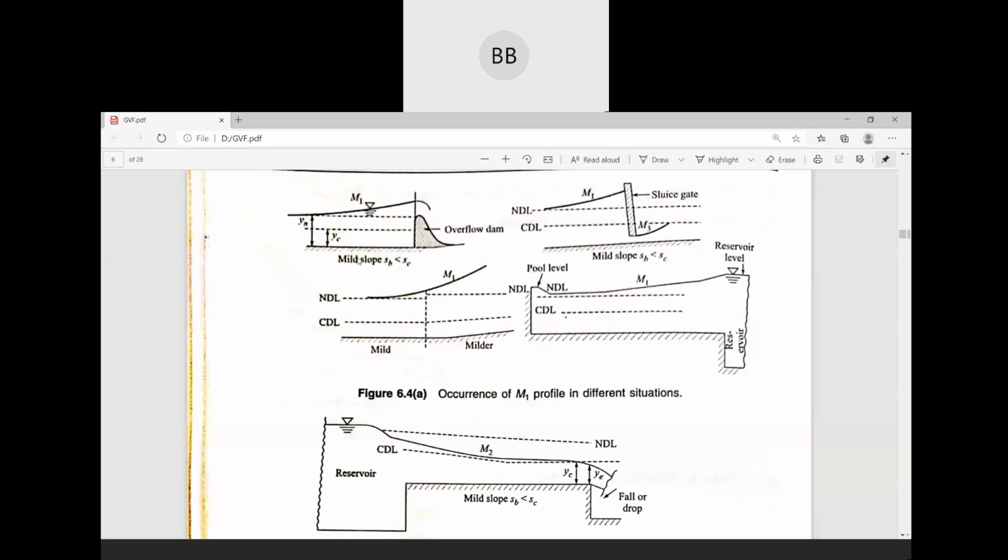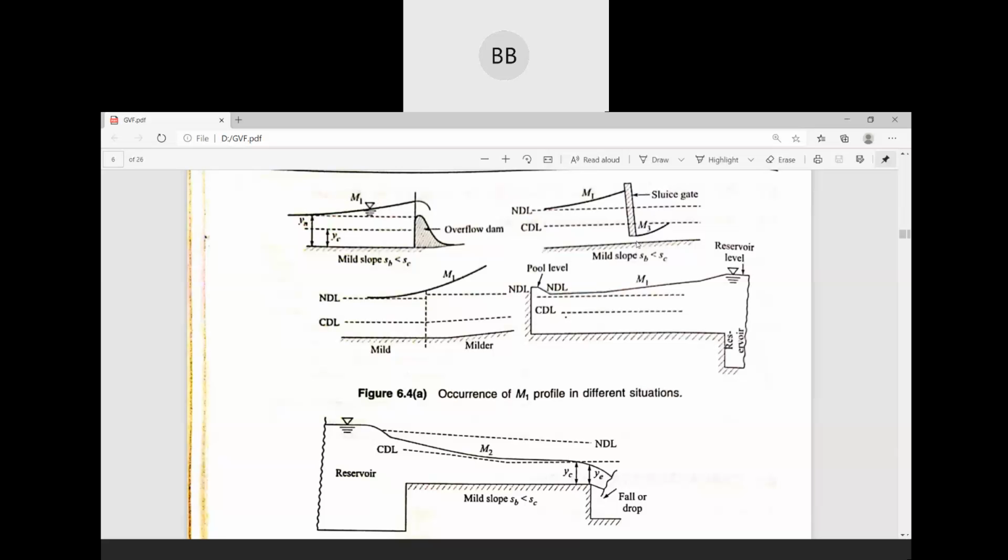So in upstream, our slope will be mild, so your SB is less than SC. Normal depth will be greater than your YC. So definitely your profile is gradually increasing, so it is in zone 1. So you can say that the M profile is in zone 1. That is why we have written M1 profile.